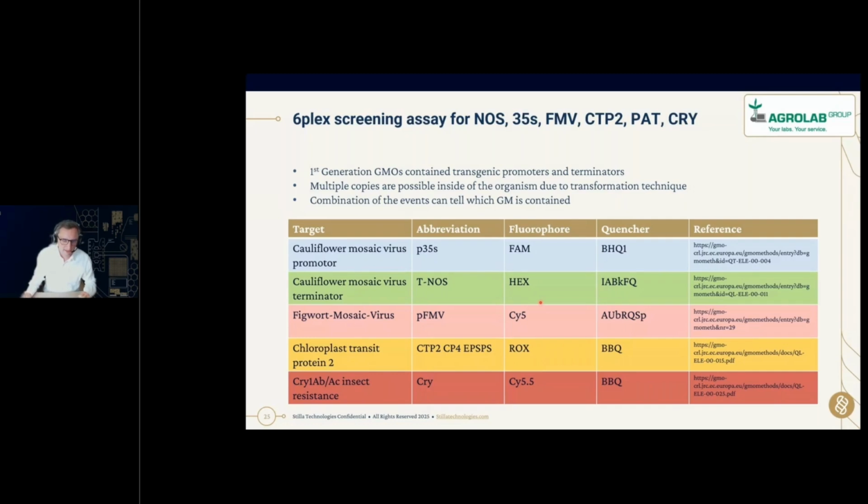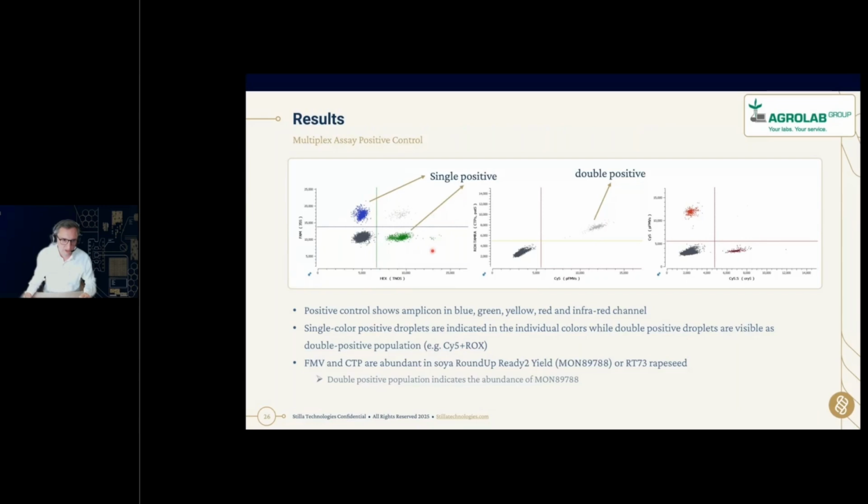And we got these data. We got single positive measurements, for example, single positives of 35S and single positives for T-NOS. And sometimes you even got double positives, for example, here for CTP and for PMVS. We see that there is a kind of coincidence: all measured signals were double positive for these two targets. This already tells us something. We know that these droplets contain CTP and PFMV.